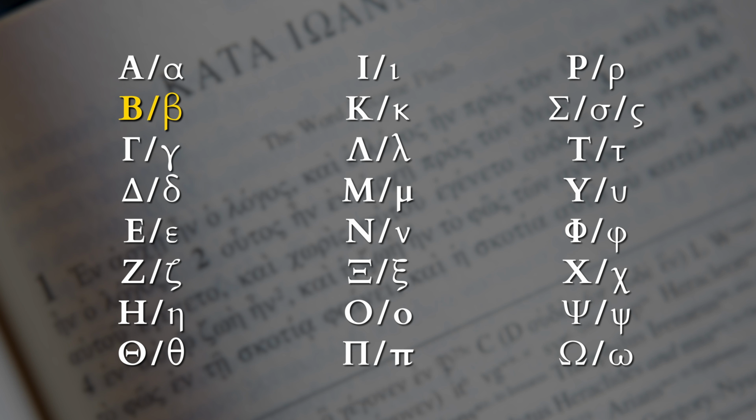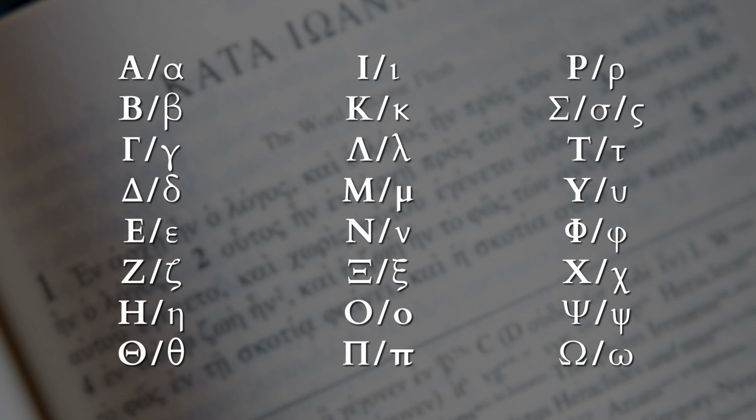Alpha, beta, gamma, delta, epsilon, zeta, eta, theta, iota, kappa, lambda, mu, nu, xi, omicron, pi, rho, sigma, tau, upsilon, phi, chi, psi, omega. Very good. You are well on your way to understanding Biblical Greek.